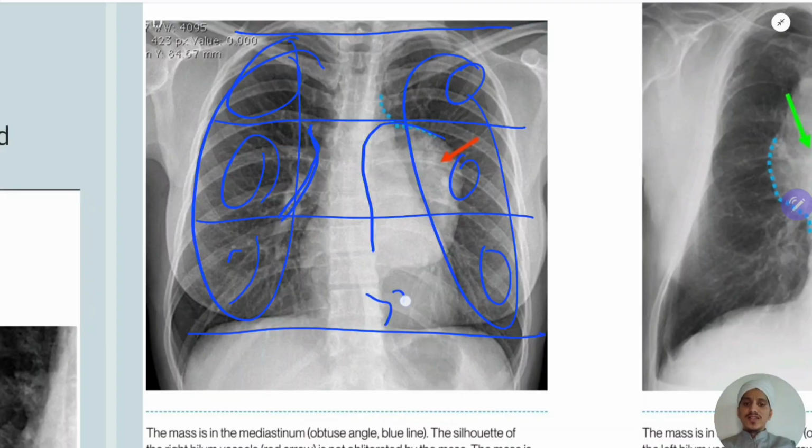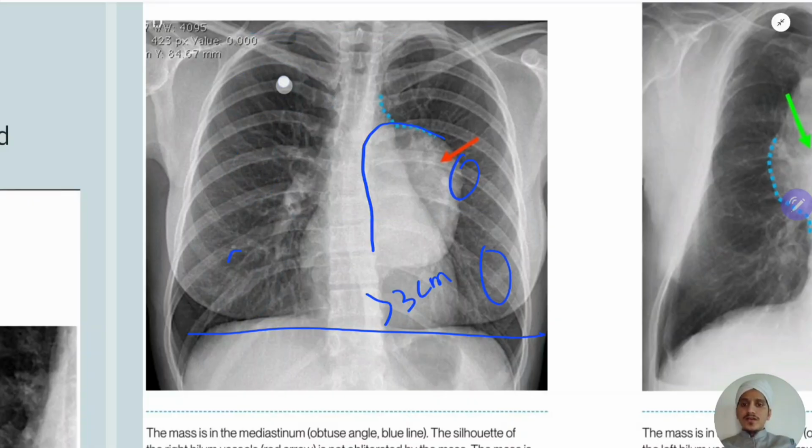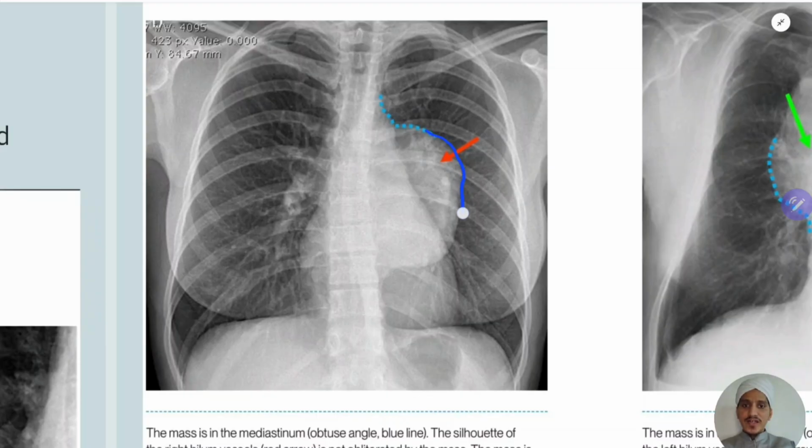This is more likely to be a mass. The mass is more than 3 centimeter in size. Because of the contour of this opacity, see the contour, it looks more likely to be a mass. See, the cardiac silhouette sign is not present. Okay, so this has nothing to do with consolidation or something like that.